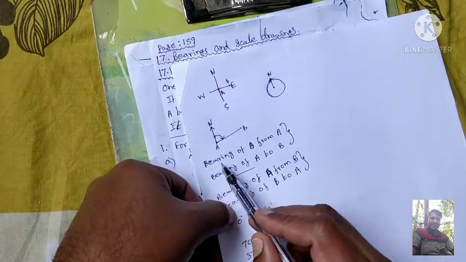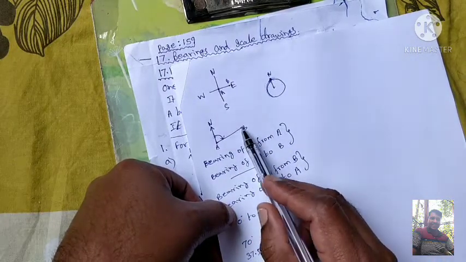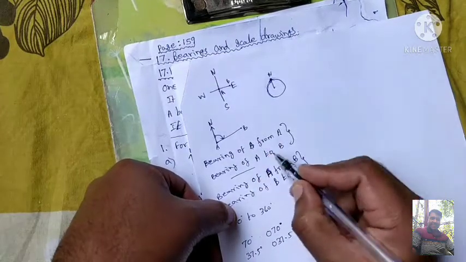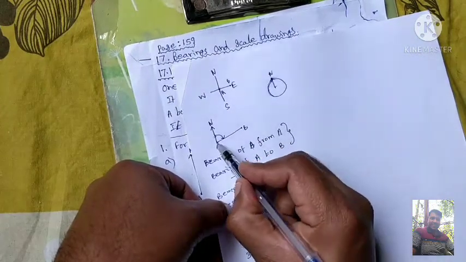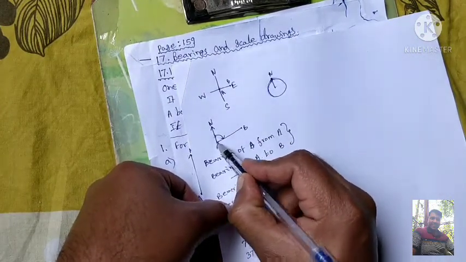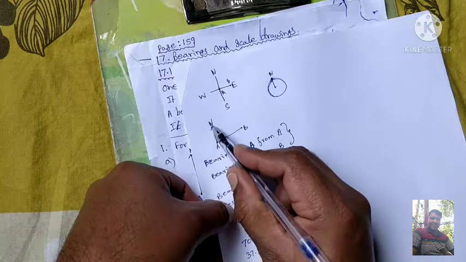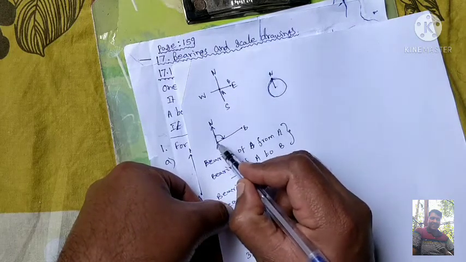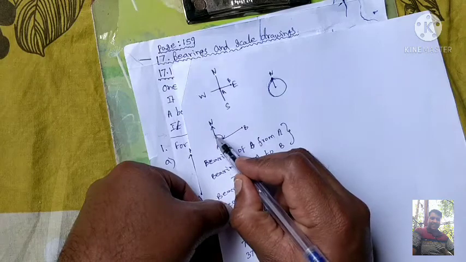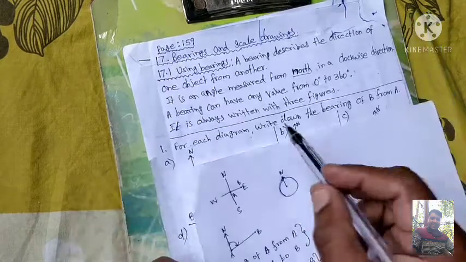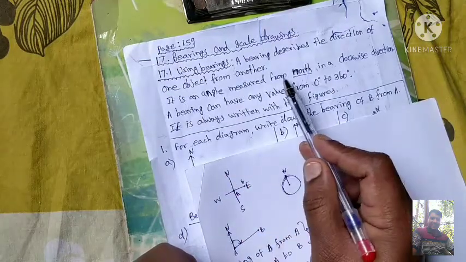So if they are asking the bearing of B, this is the B object from A. So this is from A there. So we are going to start from A. Okay. So what is the north side of A? So this is the object A, and this is the north side of A. So we are going to start from the north side. So that is the thing given. It is an angle measured from the north side.